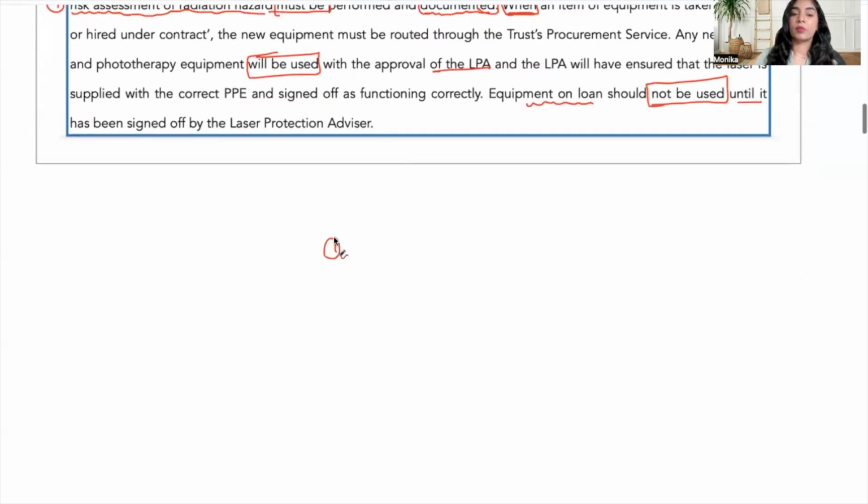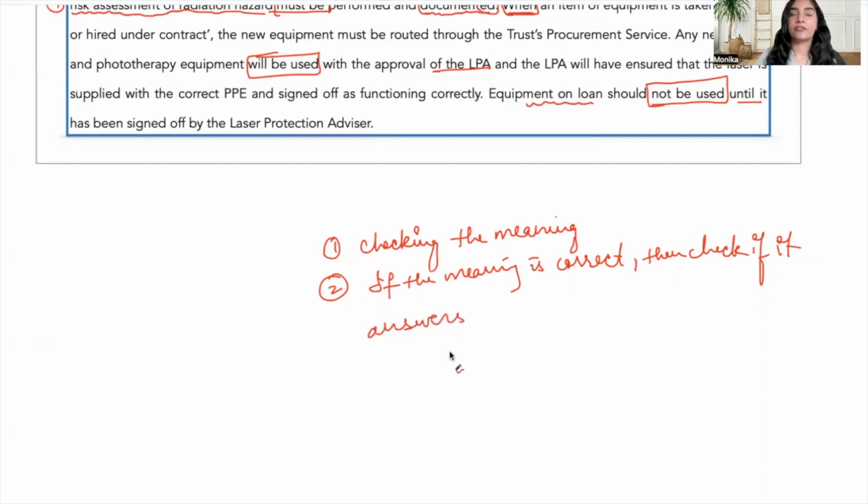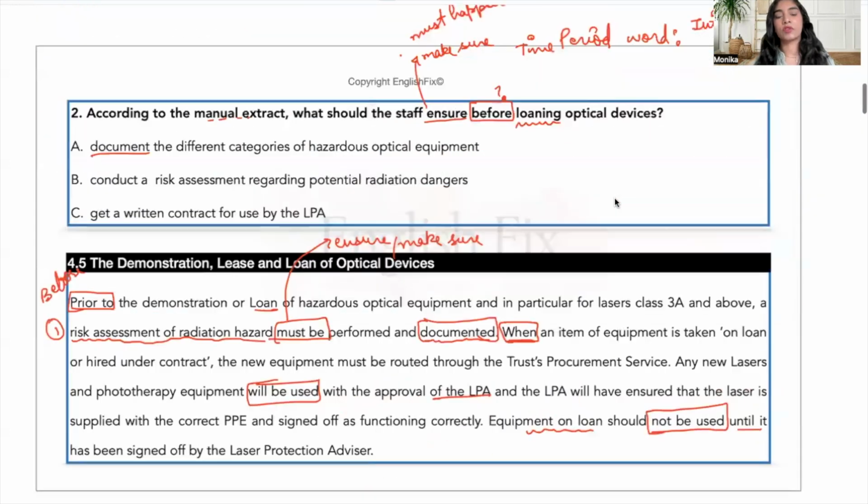Number one, we are checking the meaning. That's what you have to do once you locate a similar word, right? Then, if the meaning is correct, 100% the same, then check if it answers the question. Because if it does not answer the question, even if the meaning is correct, it does not have to do anything with the question itself. Okay, so those are the two things that you need to do. But if the meaning is not same, then obviously it's not the answer. You have to stop right there and then.